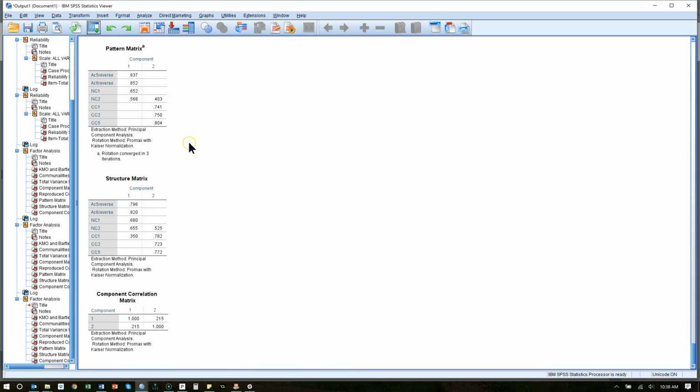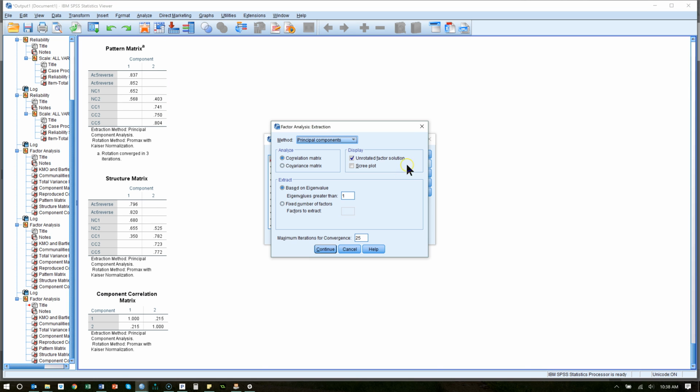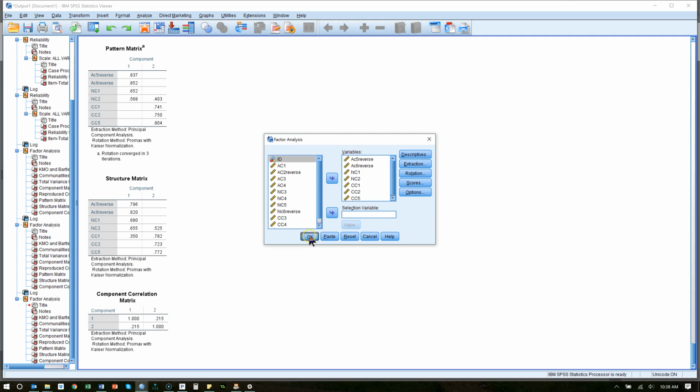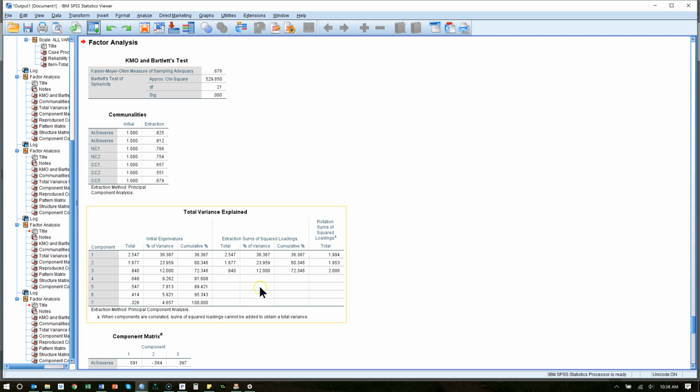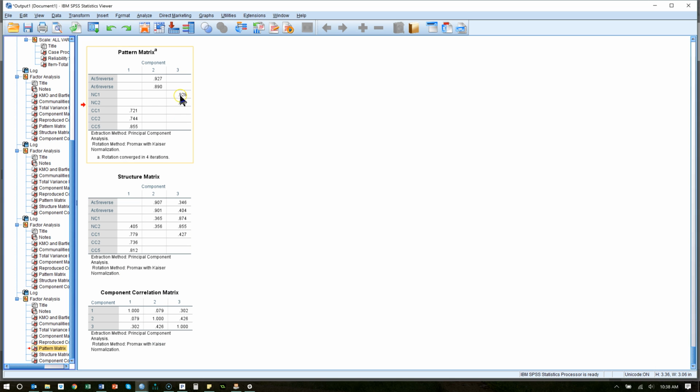We come down here to the pattern matrix, and NC and AC loaded together. If we were to force this out to 3, let's just try that real quick. Forced out to 3, boom, continue, okay. And we end up with 72% of the variance explained, pattern matrix, and they do load separately. Look at that. So if nothing else works, there's your solution right there.